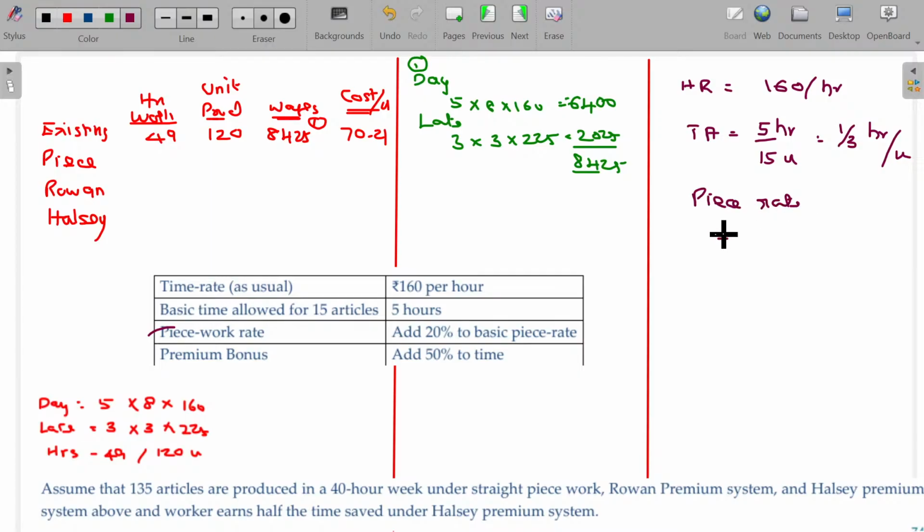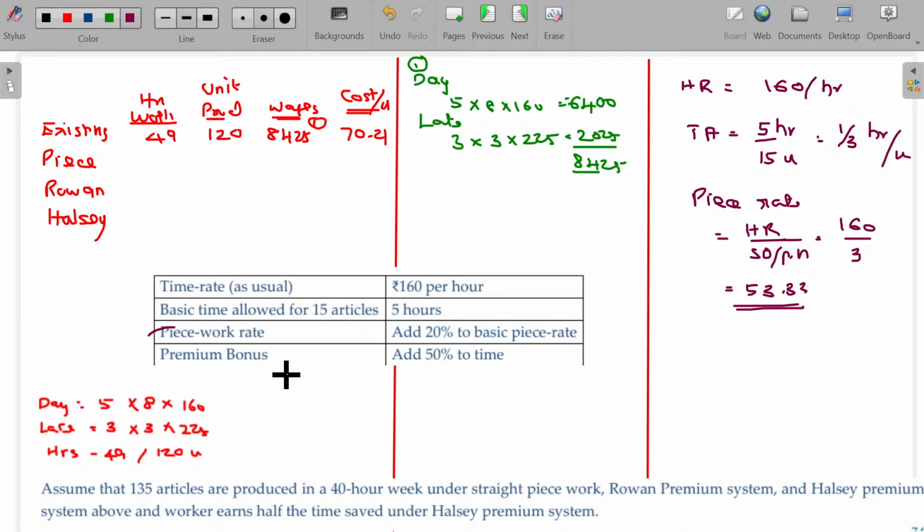If piece rate information is not given, standard hourly rate divided by standard output per hour. What is the hourly rate? 160. What is the output per hour? 1/3 hour required for every unit. Otherwise, 3 units can be manufactured. Then piece rate being 53.33. This is a piece rate.